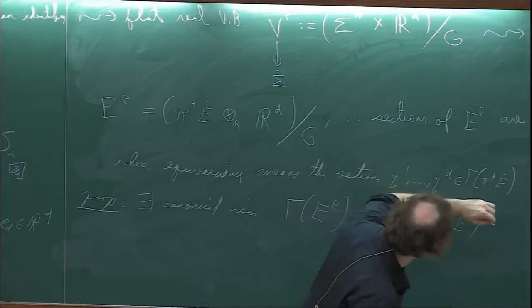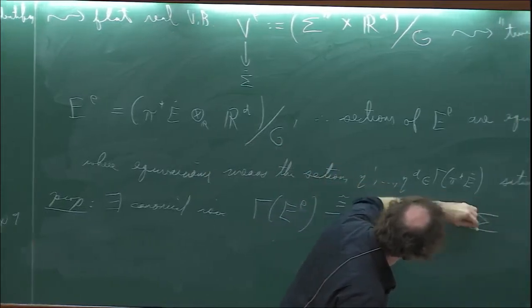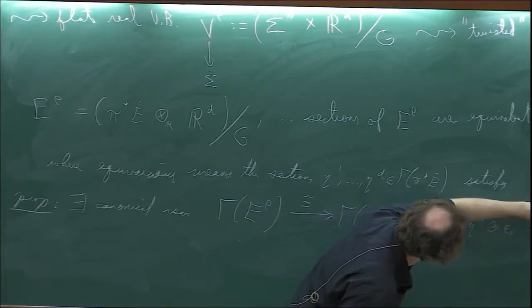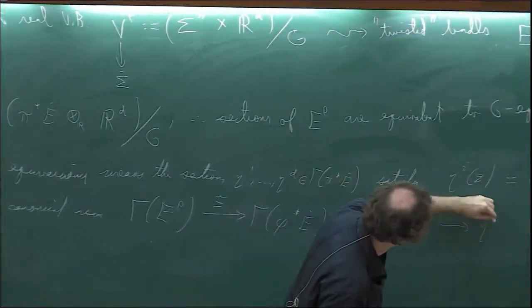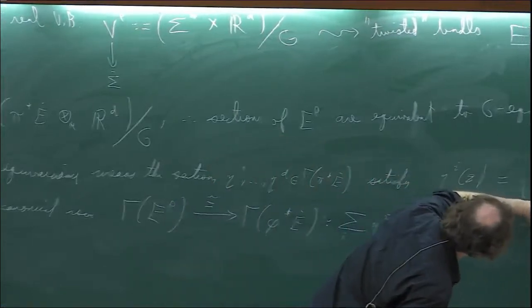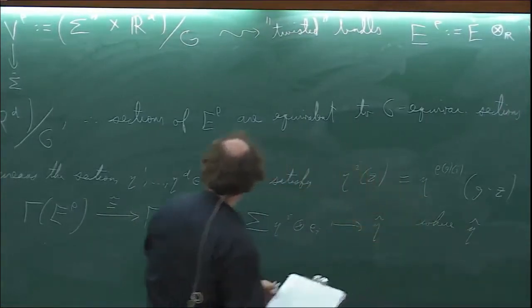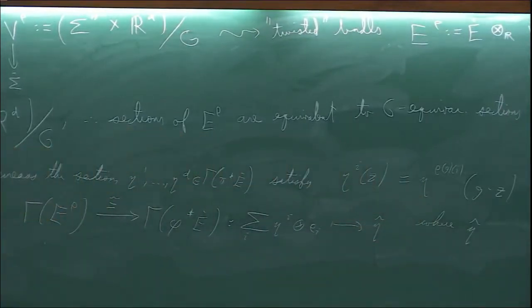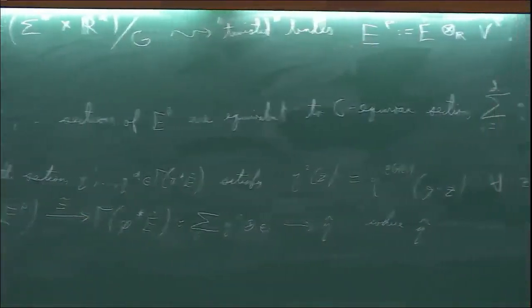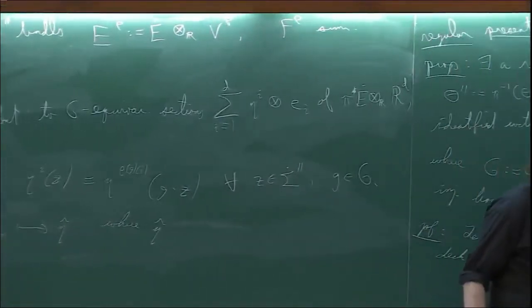And the isomorphism just sends this G-equivariant section, sum of eta I tensor e I, to, let's denote it by eta hat, where I can define eta hat. So it's going to be a function of points in sigma dot prime. Sigma dot prime right now is being identified with, I still have it on the right, that's the full statement. It's identified with this quotient right here. It's the regular cover, d copies of it divided by G.